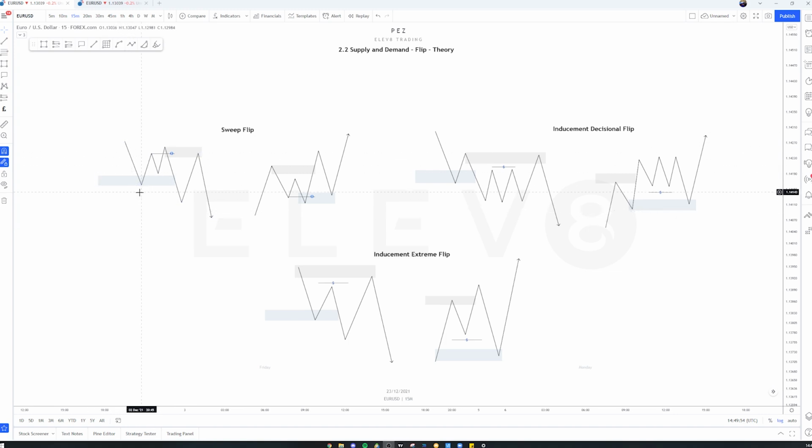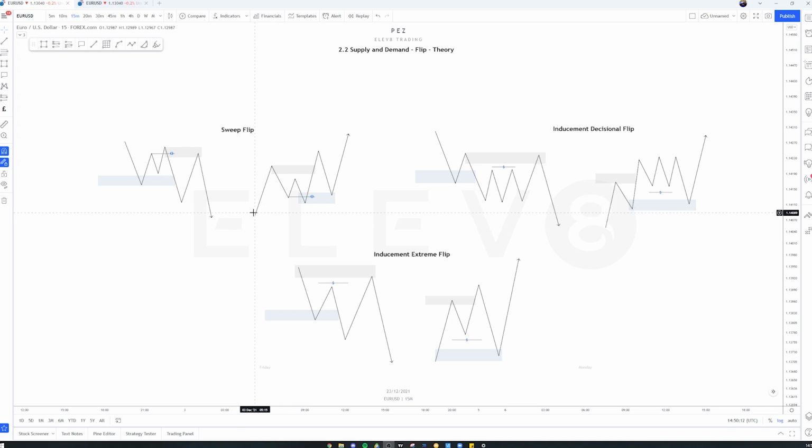So here you can see price comes down, tapping into this demand level here, pulls back, tries to push down, and then comes up sweeping this high. This demand then fails, and then price comes back into this supply here, which swept liquidity, and runs down.